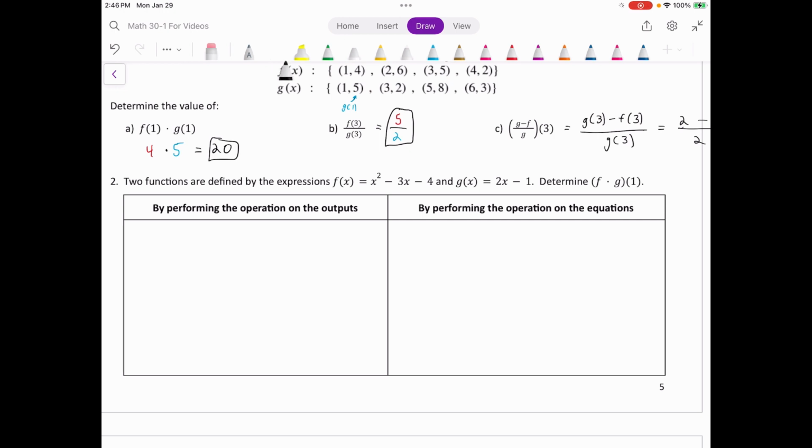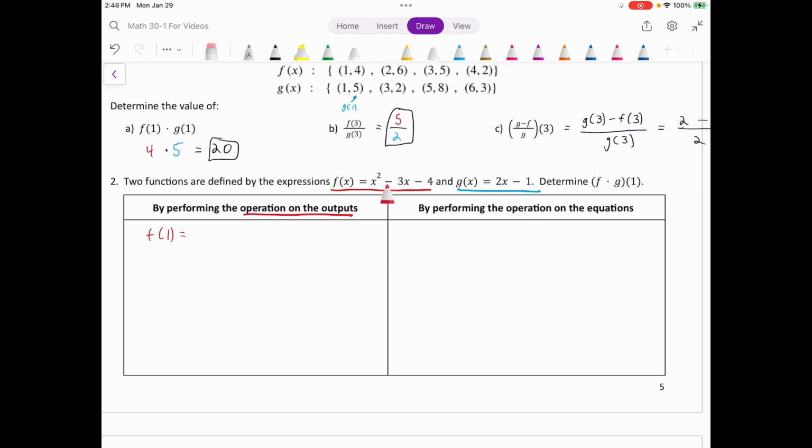Alrighty. So a similar one here where now we're going to determine f times g of 1 two different ways. Once by performing the operations on the outputs of the functions individually, and then once by doing the operations with the equations themselves and then inputting our 1 to the result. Okay, so first up, let's do the operations on the outputs. So here's f of x, here's g of x. To do f times g of 1, using this method, first we've got to figure out what f of 1 is.